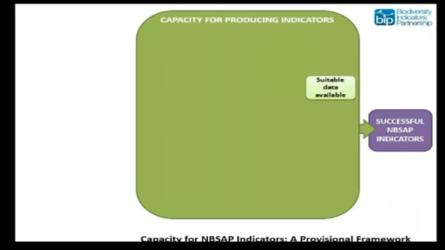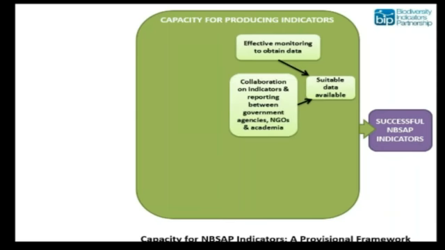So to have the capacity for producing indicators, obviously you need to have suitable data available. If there's no data, you can't have any indicators. So what do you need to have that data available? Well, you need a monitoring system to obtain that data. You need a system in place for people to be gathering the field data, the remote sensing data, to produce that. And also a key factor of success is collaboration on indicators and reporting between government agencies, NGOs and academia.